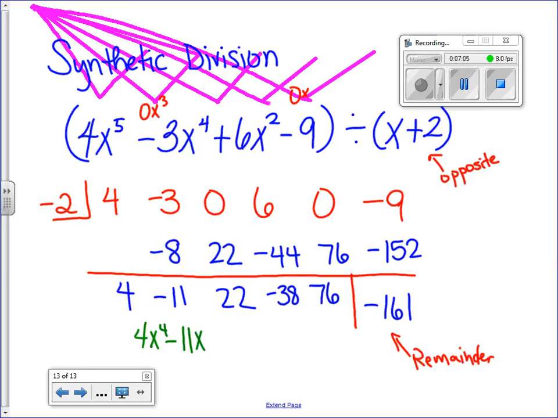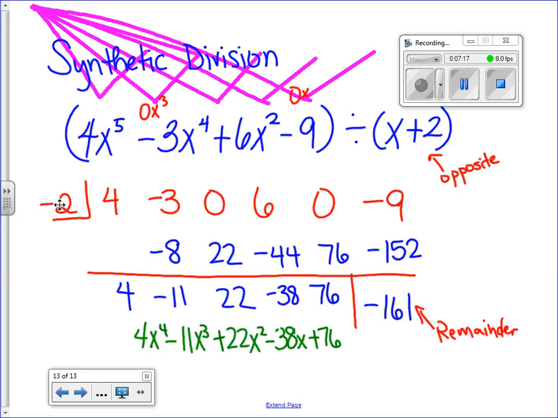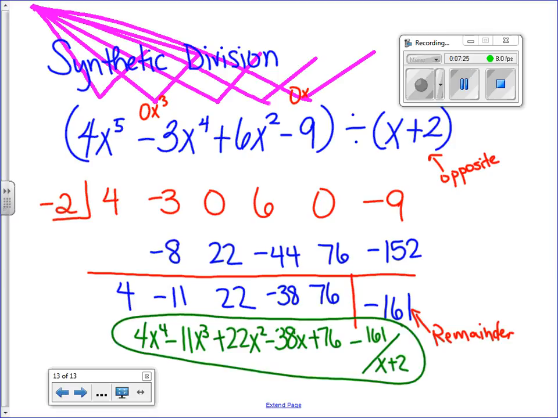Minus 11x to the 3rd plus 22x squared minus 38x plus 76, and then your remainder here, minus 161 over x plus 2. That's your answer right there. Because I just divided one of them out with the synthetic division. That's how I know it lost an x. That's how I know it was a 5th power and now it's a 4th power. So if this is your depressed polynomial, that's your answer.